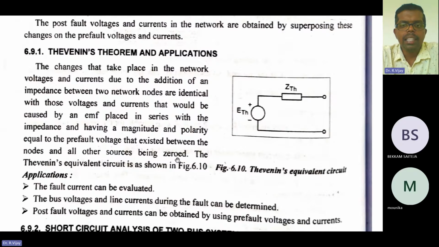Next, Thevenin's theorem and its application. How do we define Thevenin's theorem? In any linear bilateral network, say for example, how many voltage sources are there?